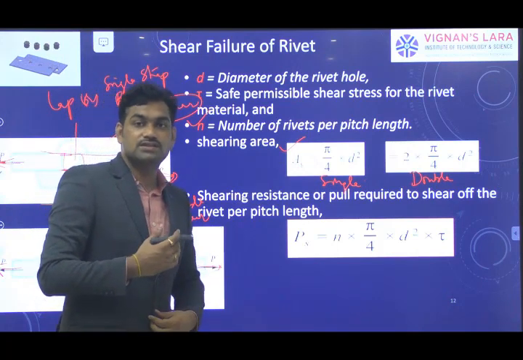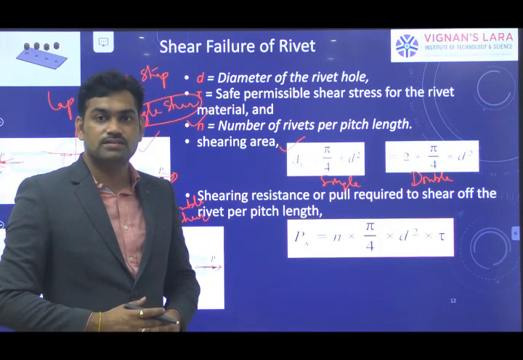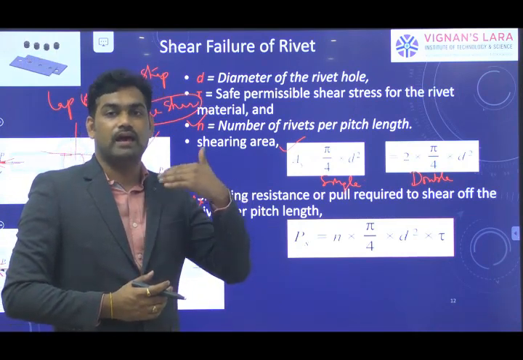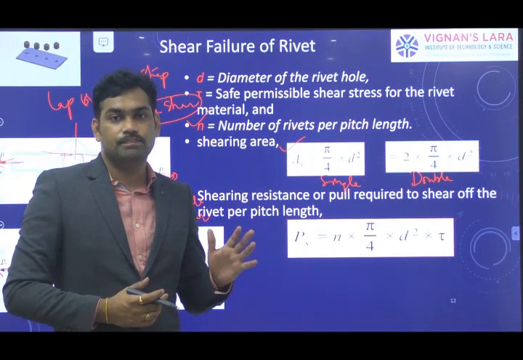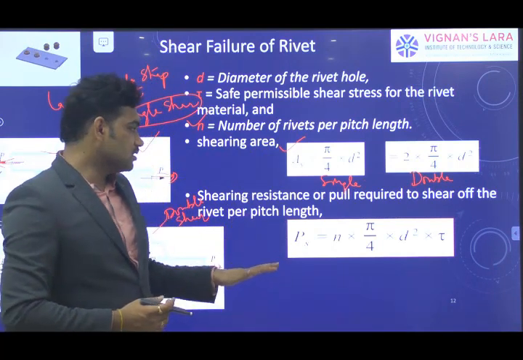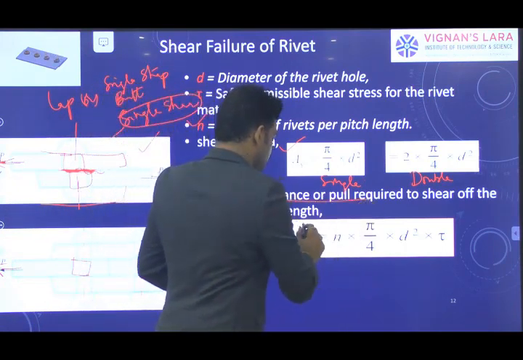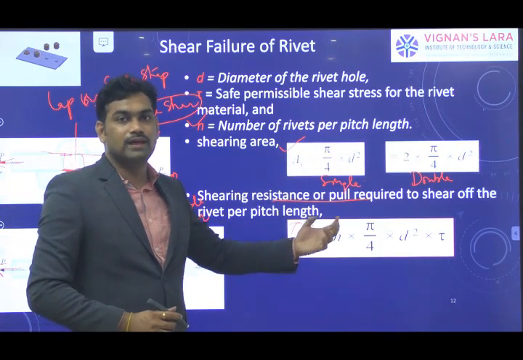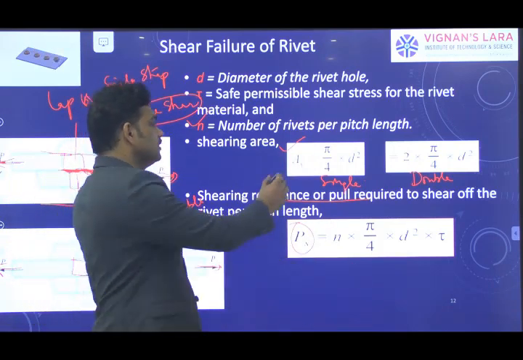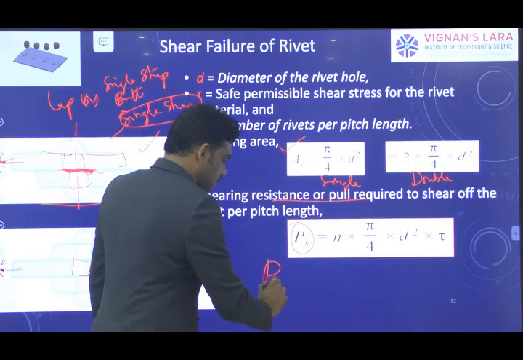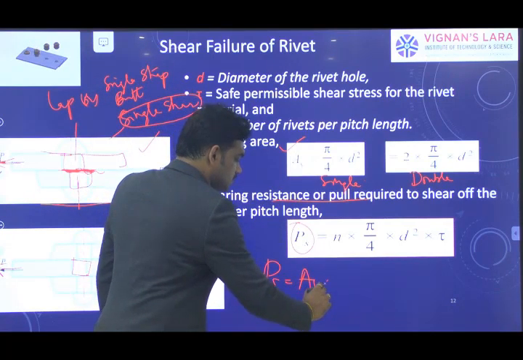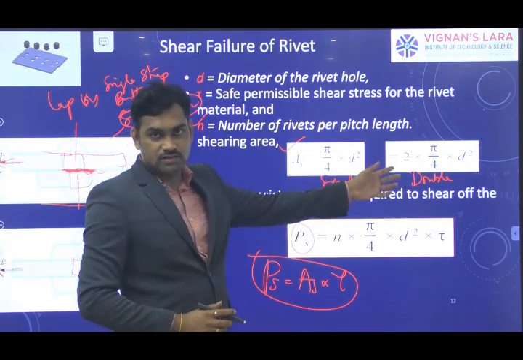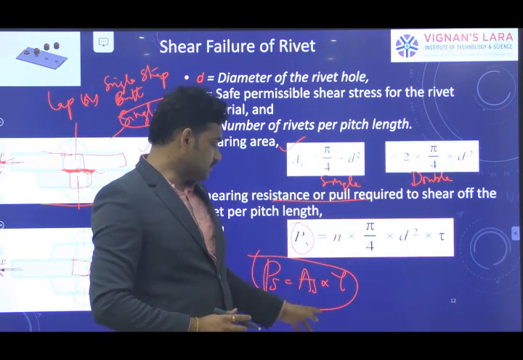On the shear resisting strength: if you provide this much shear strength to the rivets, we can avoid the shear failure in the riveted joint. So the shear strength of the rivets can be denoted by PS, and it is given by the shear resisting area into the shear strength. So PS equals AS into tau. We know AS for single shear as well as double shear, so we can substitute in this expression here.